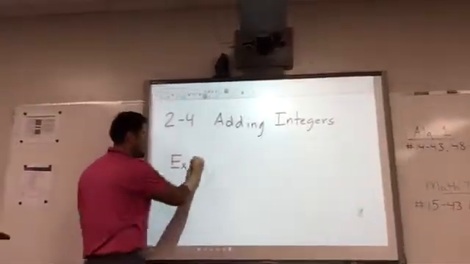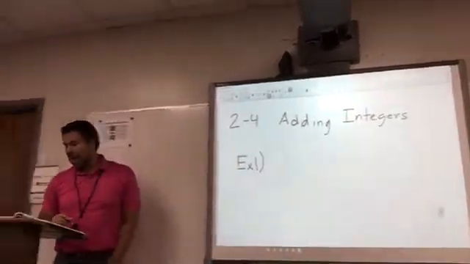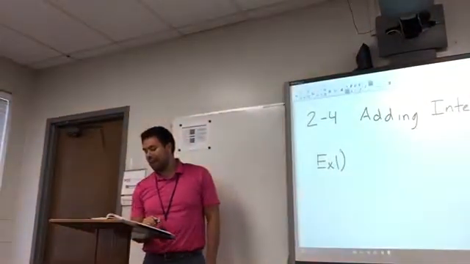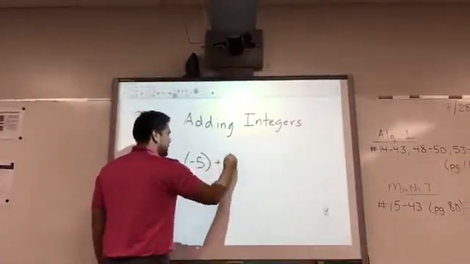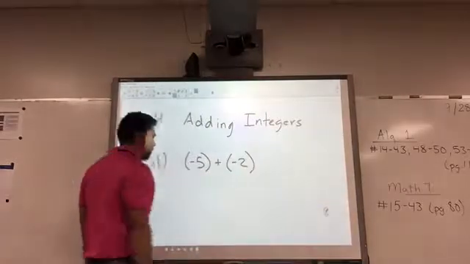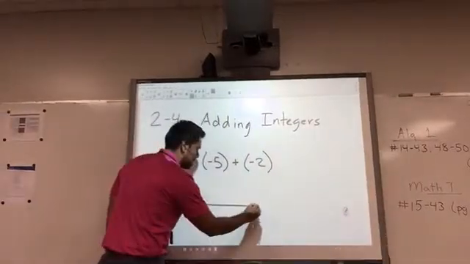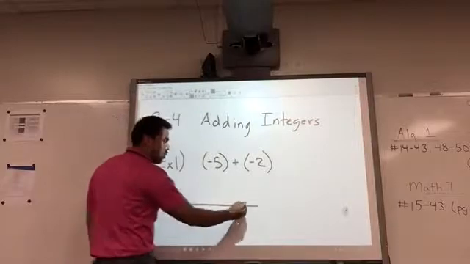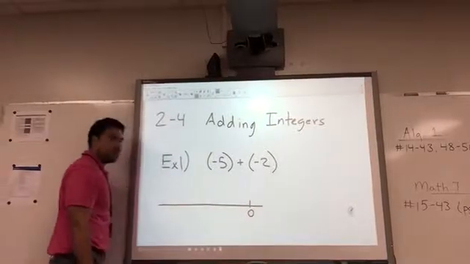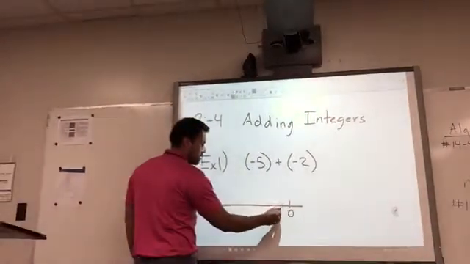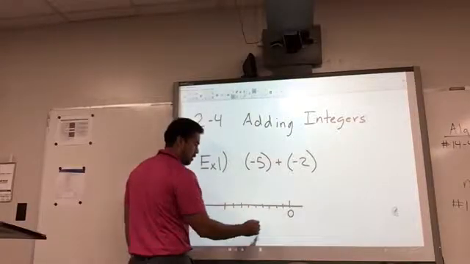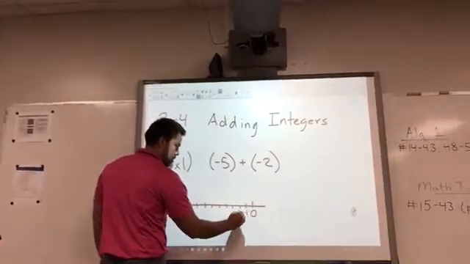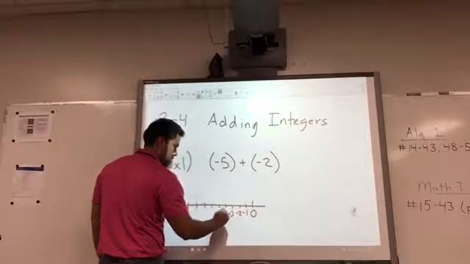All right, so example number 1. They're adding -5 and -2. So -5 plus -2. Okay? So we get my number line started. And I'm going to put 0 over here to the far right because I'm going in the negative direction. Okay, I'll go a few out. Go -1. Do we have to write that number line? Yes.